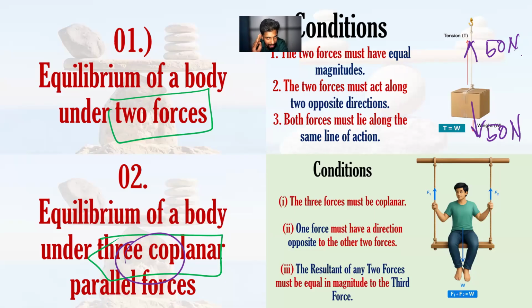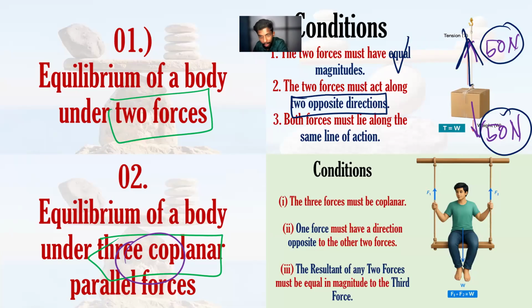So if our object is under equilibrium or under balance, under 2 forces, you want to understand 3 things. The 2 forces will have equal magnitude. That is condition number 1. Condition number 2, they must be in opposite direction. Am I right or wrong? One in the north side, one in the south side, 50-50.